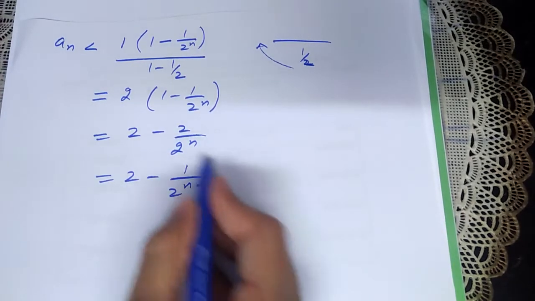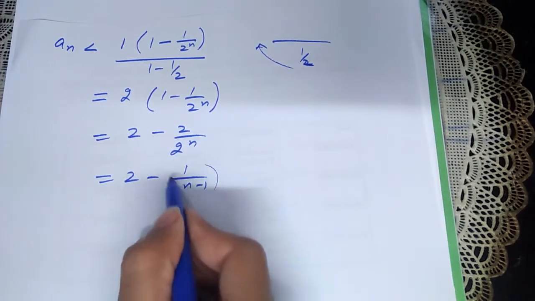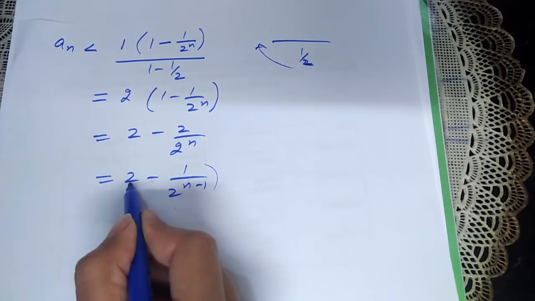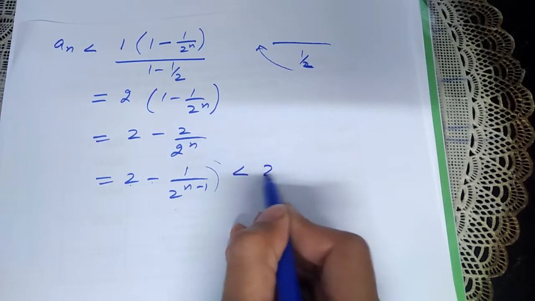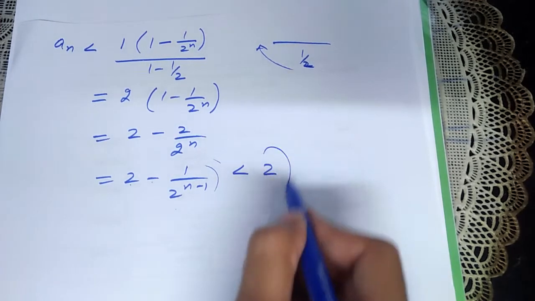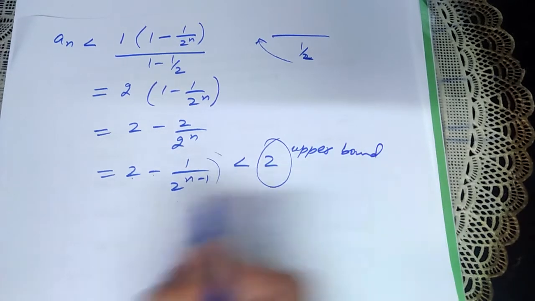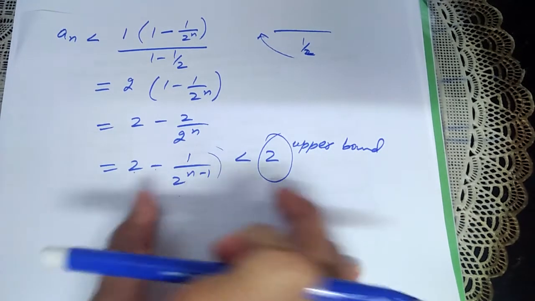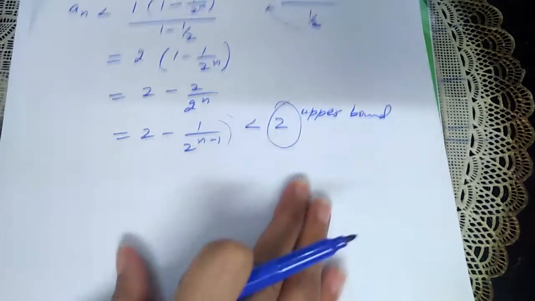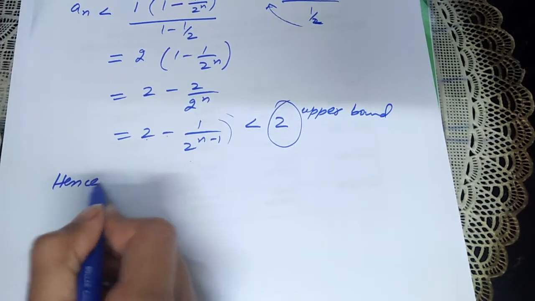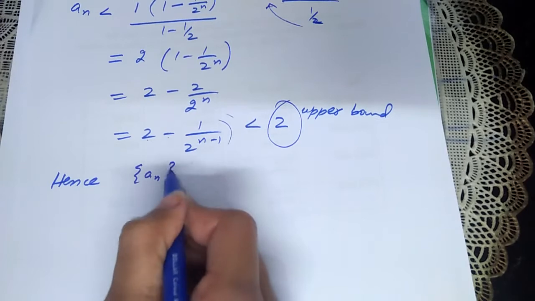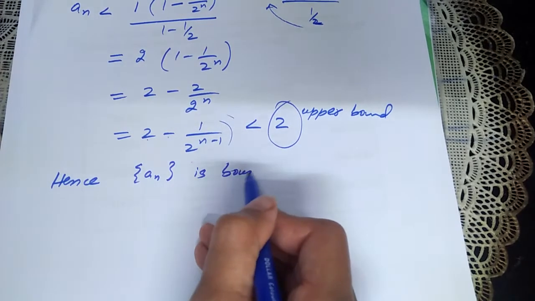And you know that this term is getting subtracted from this 2. So it means the whole answer will be less than 2. So this 2 is basically the upper bound of this thing. So it means it is bounded because it has some upper bound. Hence we can say an is bounded.